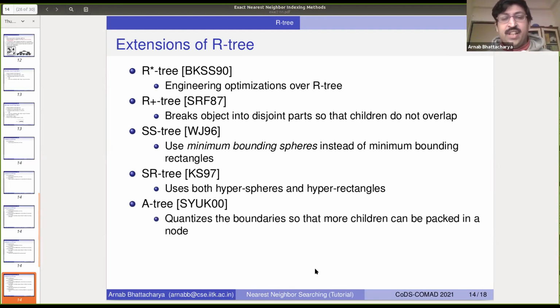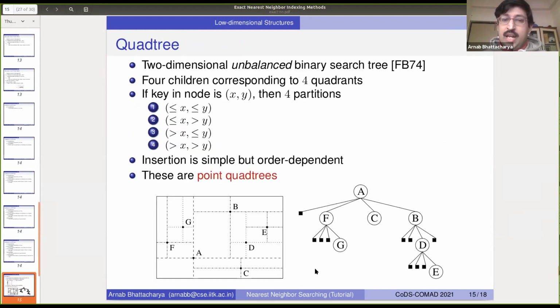Then there is this A tree which quantizes the boundaries. Now the 2D parameters may actually require 2D into 8 bytes, right? But if you quantize, let's say it takes 2 bits, that is a huge saving. So you can pack in more things. But that's kind of the idea. As you see, R tree and R star tree have been there for decades now. And many of these things are very old in the sense that at that point in time, most of the applications were using low dimensional things, and they cared about exact things. Nowadays, of course, we have these very high dimensional things, and therefore we have moved into this approximate nearest neighbor paradigm.